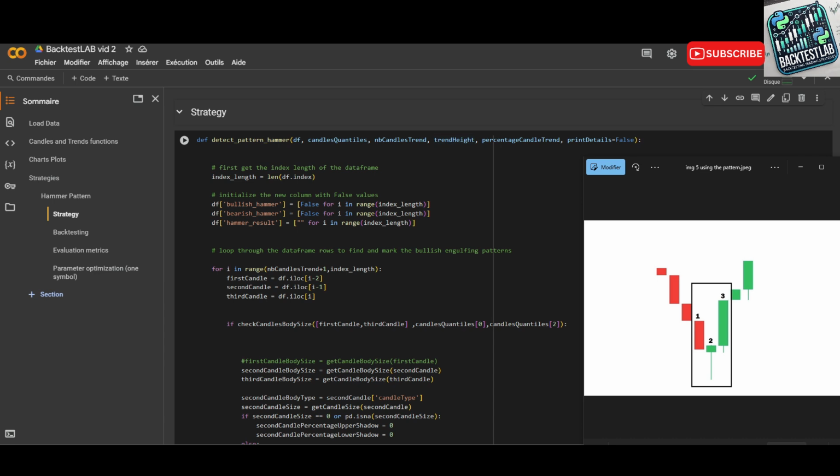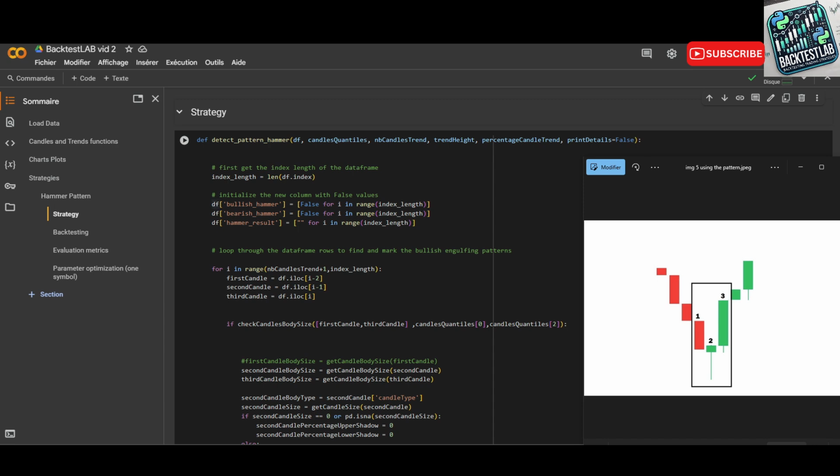So first we are getting the candle quantiles. You will understand why we are using this. And we are getting these 3 parameters of the trend. We want to know how many candles we are considering to confirm that we are in a downtrend or uptrend, what the height between the first and last candle of this trend will be to make sure that we are in the trend, and how many of these candles should be red or green. And the last one is just to print some details. So this is the first code of our function.